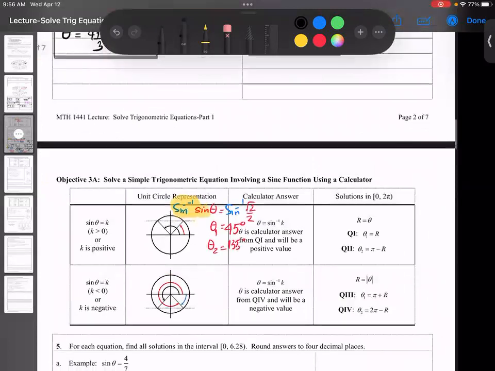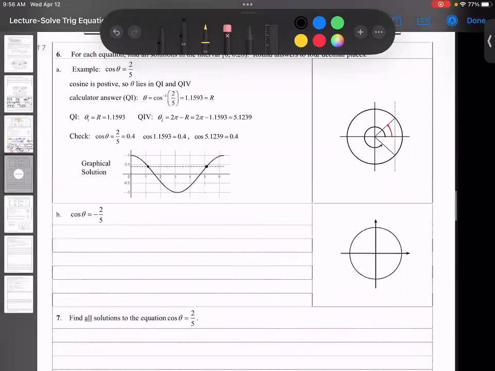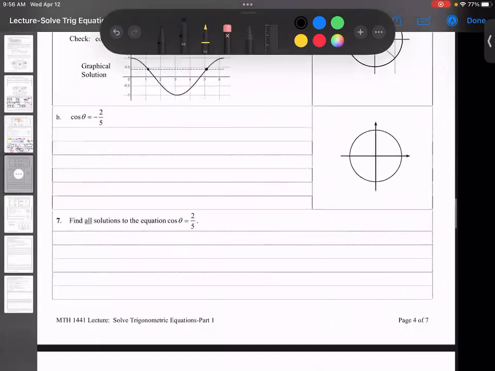Let's take a look at cosine. And I'm going to do the same, right? Cosine of theta equals -2/5. When we talk about cosine, what axis do you want to look at? The x, right? So -2/5 looks like it's going to be on the left part, right? -0.4, yeah.